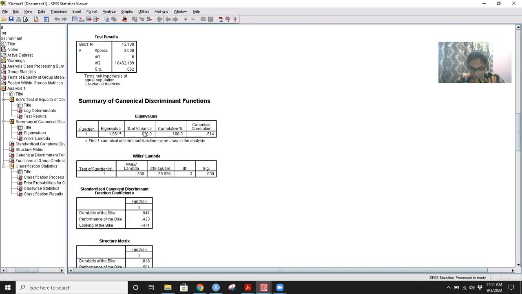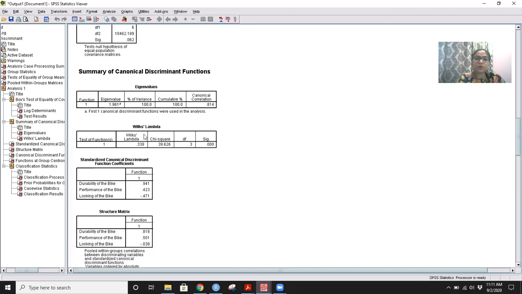So that was about eigenvalue, and as I said, a larger eigenvalue is associated with a stronger function. This in a way conveys the importance of the discriminant function. The discriminant function your data is giving you, how important it is is given by this eigenvalue. There is no upper limit to what value an eigenvalue can take, so you have to be careful. Better to look at the percentage of variance.